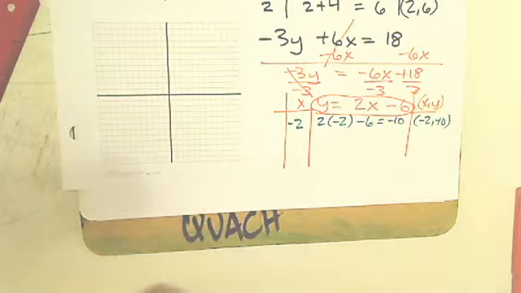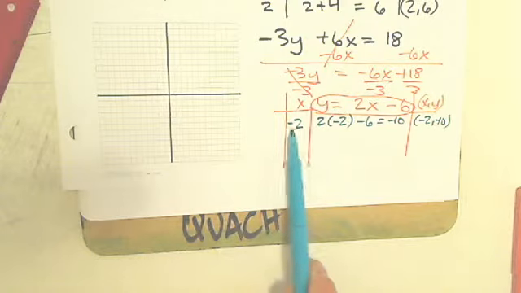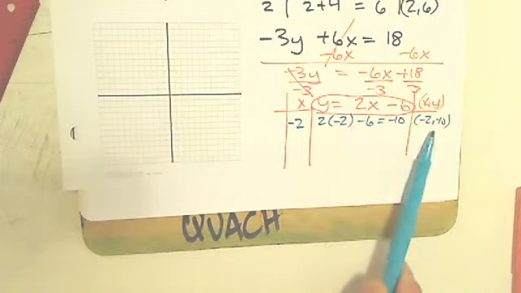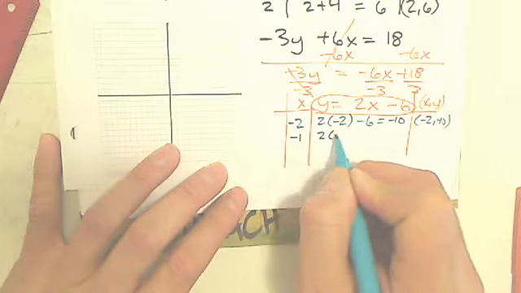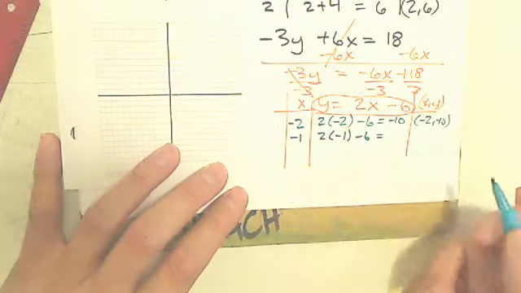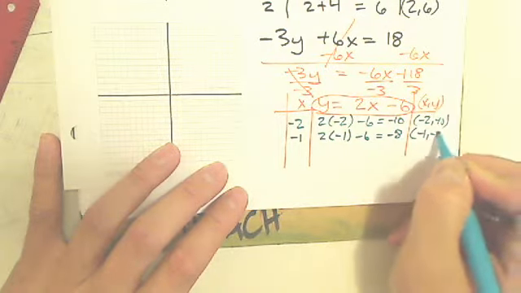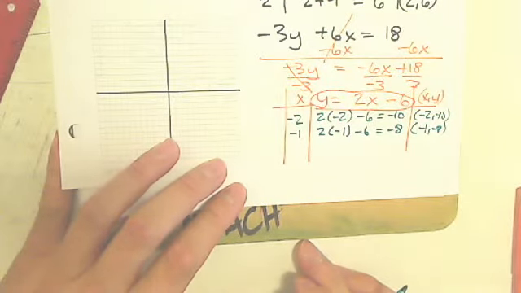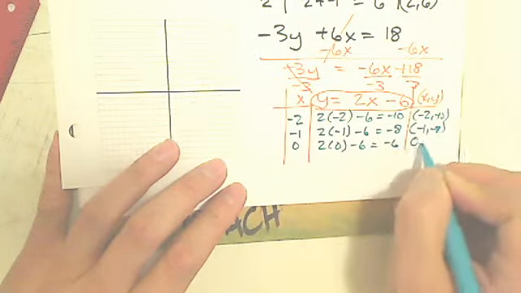Because it's 2 times x. 2 times -2, we're substituting in for x and then subtracting. We're just substituting in. That's all we're doing. -1: 2 times -1 minus 6 equals -8, because -2 minus 6 is -8. So this would be -1, -8. Questions on how we got the numbers? 0: 2 times 0 minus 6 is 0, -6.